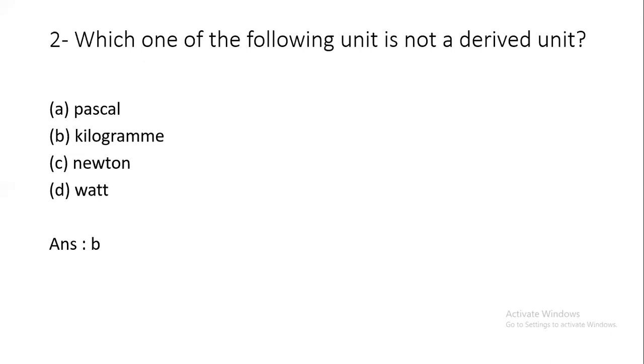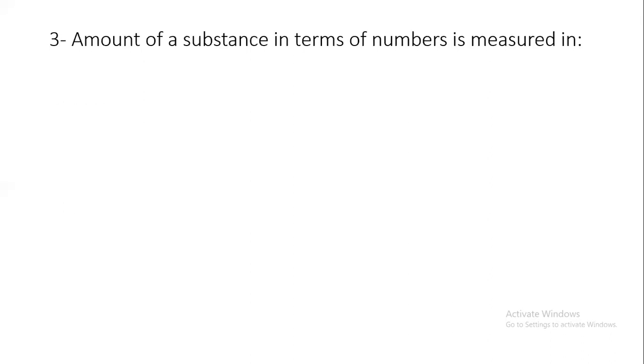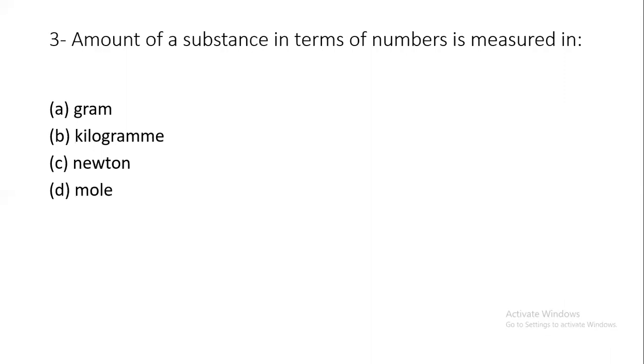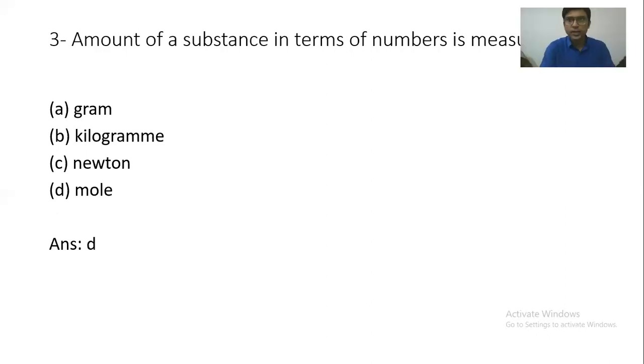Now MCQ number 3: the amount of a substance in terms of numbers is measured in. The options are gram, kilogram, Newton, or mole. The correct answer is D, mole. It means that the amount of a substance is measured in mole.